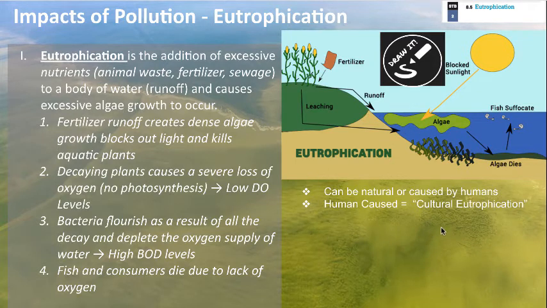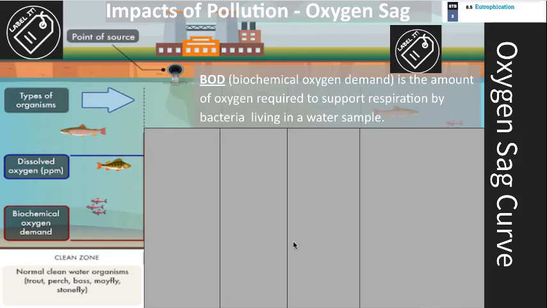So this can be caused naturally. Sometimes this happens naturally from just nutrient erosion from our soil. But there's also this, if you ever hear cultural eutrophication, that's what we tend to talk about most often, is the addition of increasing nutrients, nitrogen, phosphorus from fertilizers typically.